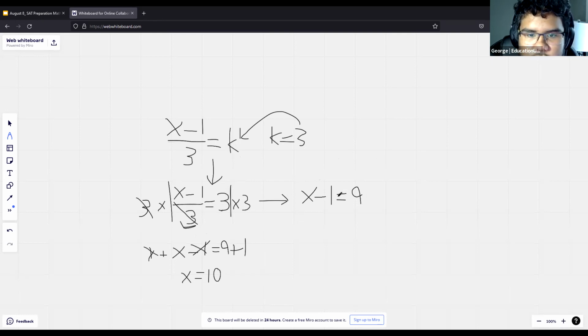And from here, to solve for x, you simply get rid of this minus 1 by adding 1 to both sides. What you end up with here is 1 minus 1, and because of that, it equals 0. So it effectively also cancels out on the left side. So what you end up getting is x equals 9 plus 1, which is 10. And that's the final answer for this equation.